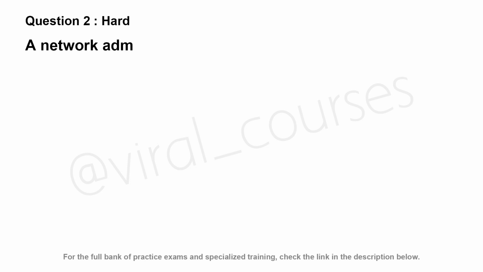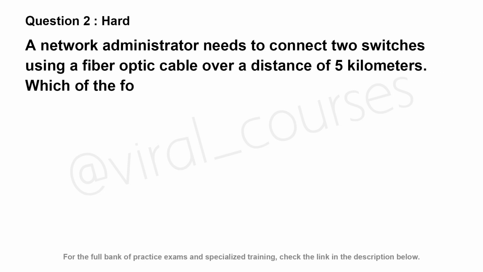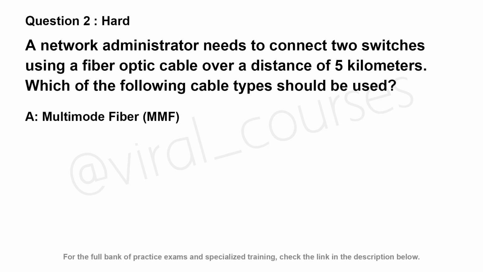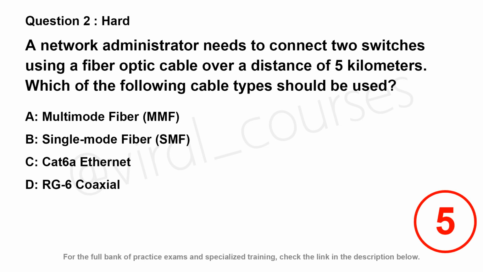A network administrator needs to connect two switches using a fiber optic cable over a distance of 5 kilometers. Which of the following cable types should be used? Option A, multi-mode fiber, MMF. Option B, single-mode fiber, SMF. Option C, Cat6a Ethernet. Option D, RG6 coaxial.